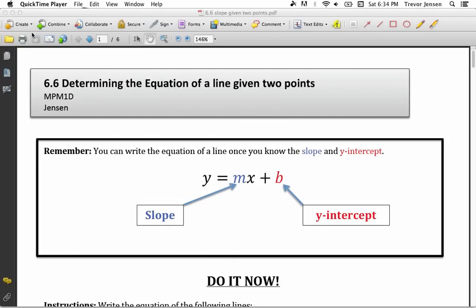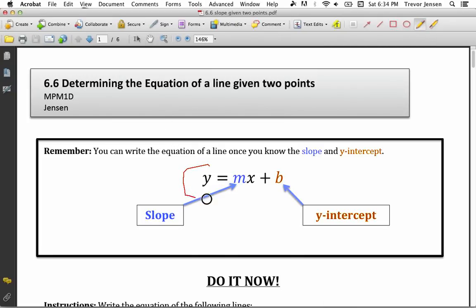Here's the lesson for section 6.6, determining the equation of a line given 2 points. Before we start this lesson, let me just quickly review what the equation of a line is. So hopefully you remember the equation of a line is y equals mx plus b, where the m value is the slope of the line and the b value is the y-intercept of the line.